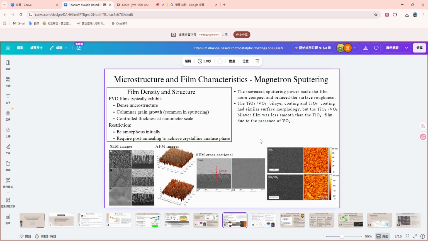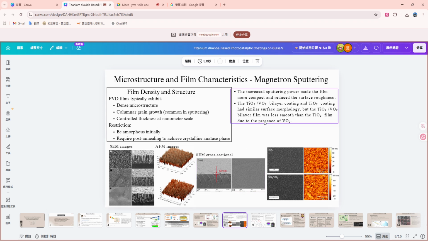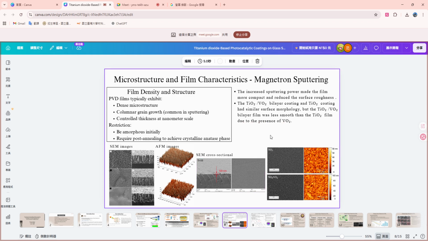the crystalline anatase phase. So in this paper, they talk about the TiO2 and VO2 bilayer coating compared to the TiO2-only coating. They found the TiO2 and VO2 bilayer films were less smooth than the TiO2 film due to the presence of VO2.